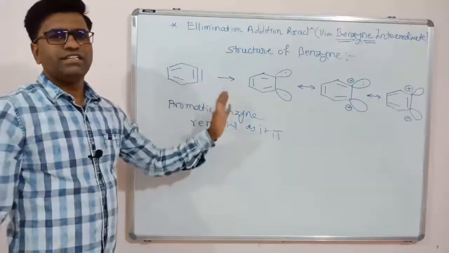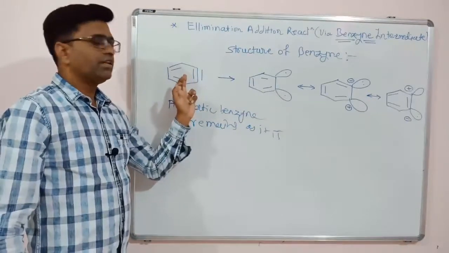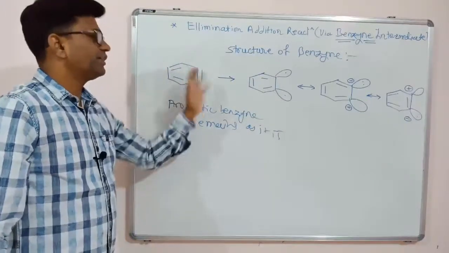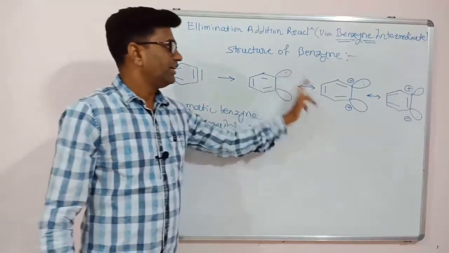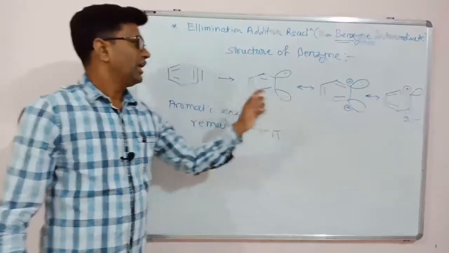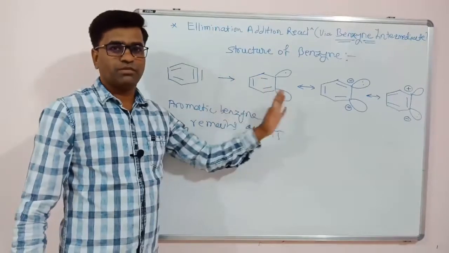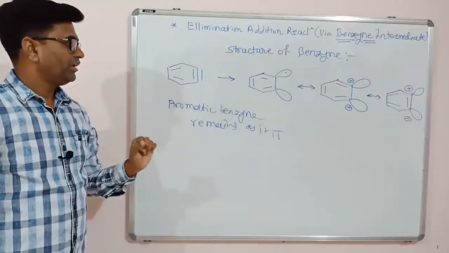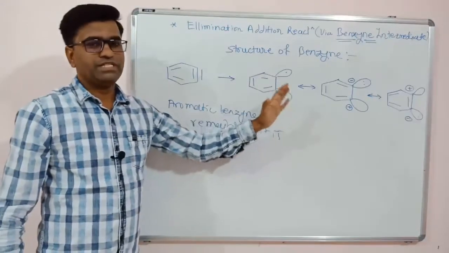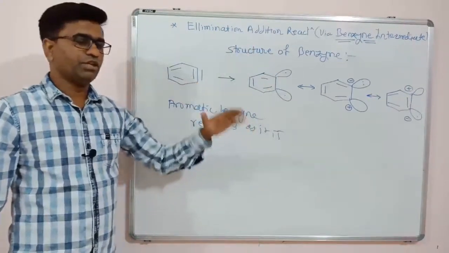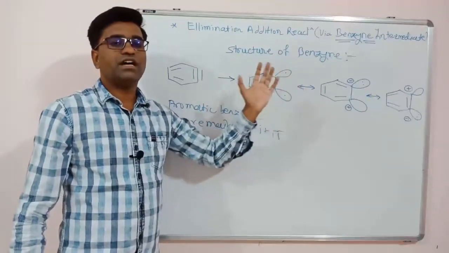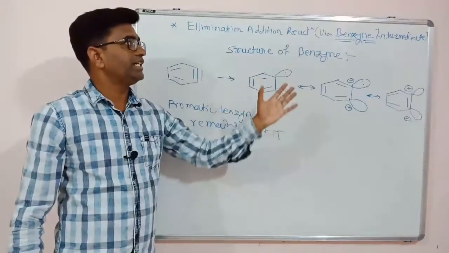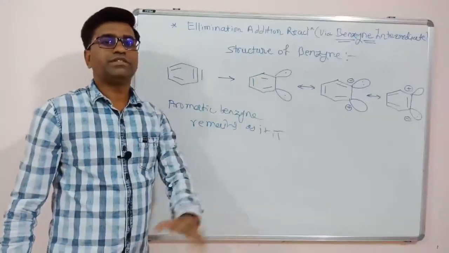The benzyne is still aromatic because the 6 pi electrons are in conjugation. The extra 2 pi electrons are in an outer sp2 hybridized orbital of those carbon atoms. So this is the structure of the benzyne intermediate. Now we will see what the proofs are that tell us that benzyne is formed as an intermediate within the reactions.